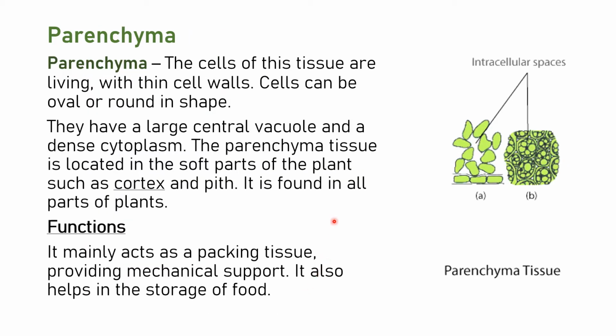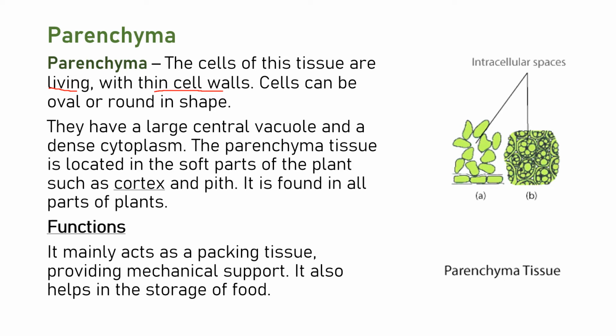Let's have a look at parenchyma in detail. Now we are going to study parenchyma and all the simple tissues in detail. The cells of this tissue are living cells. The very important point: parenchyma cells are living cells. Their cell walls are thin. Cells can be oval or round in shape, as you can see. Cell walls are thin, and these are the most profusely found cells.